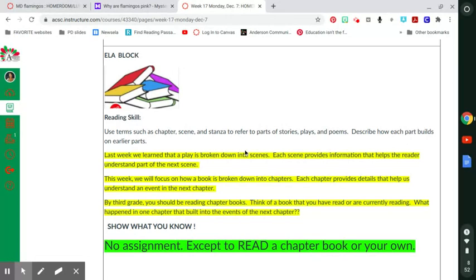on the next part. Last week we learned that a play is broken down into scenes and that each scene provides information that helps the reader understand the next part or the next scene. So we learned in the first scene when the boys and girls decided what they were going to do for their project, and then they decided how they were going to go about that. They planned to go down to the antique store and look for an artifact. Then they planned how to get there. So they brought Ty's big sister Gwen in the first scene.